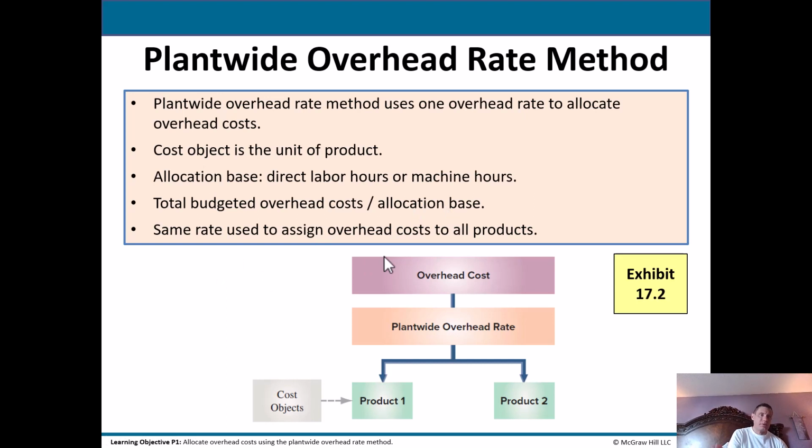Which you can probably start to think about the issue there. Well, what if product A uses a lot of overhead and product B doesn't use a lot of overhead, but they just get the same allocation?